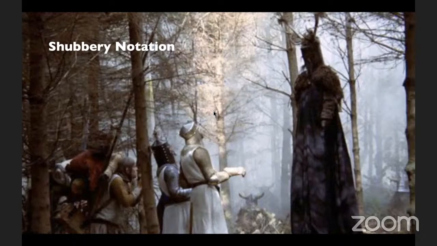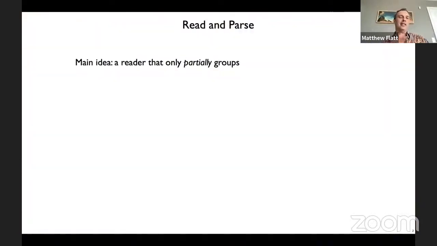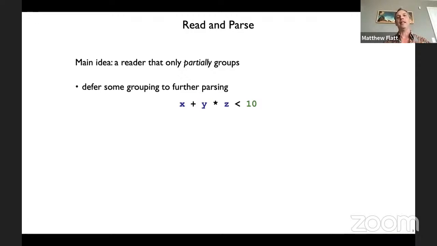All right. So, shrubbery notation. It started out as a different thing, but the main idea, in contrast to what Jay said, and Jay foreshadowed this some, was a reader that only partially groups. So if you're going to write something like x plus y times z minus 10, the job of grouping that and deciding on precedence wouldn't be the job of the reader, as we understand it in this expression world, but instead would be deferred to a parser.